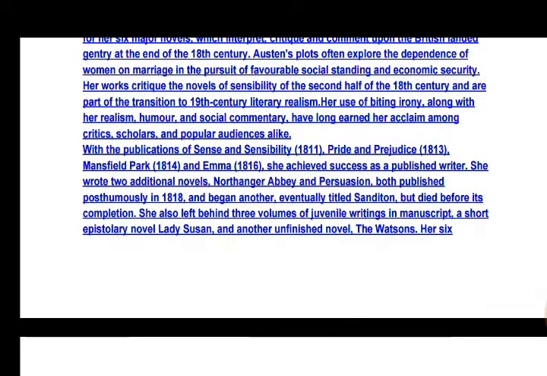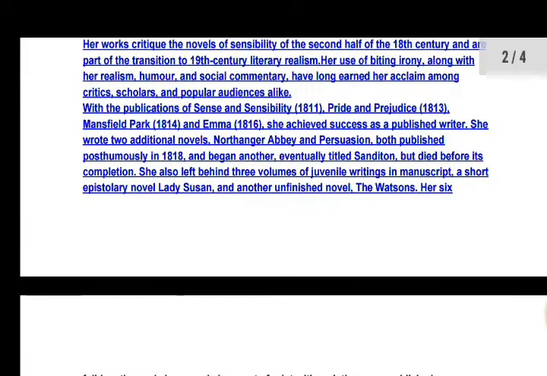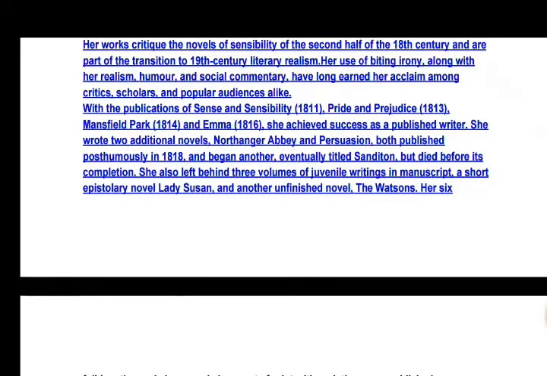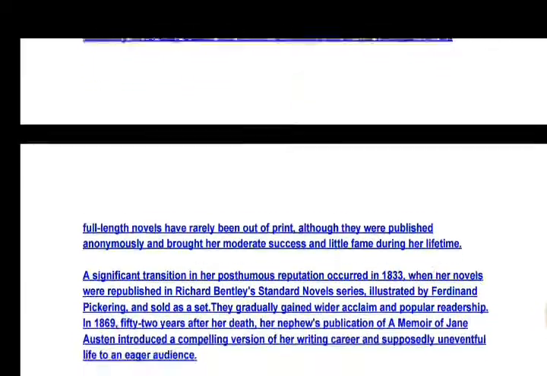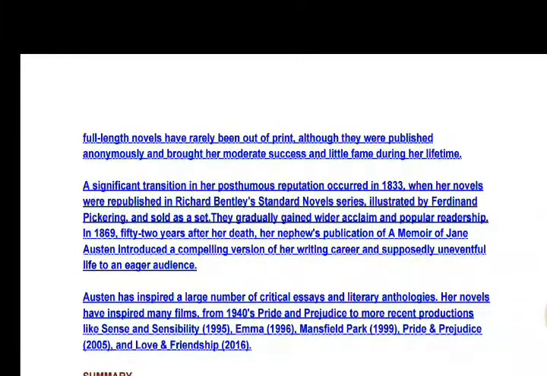She wrote two additional novels, Northanger Abbey and Persuasion, both published posthumously in 1818, and began another, eventually titled Sanditon, but died before its completion. She also left behind three volumes of juvenile writings in manuscript, a short epistolary novel, Lady Susan, and another unfinished novel, The Watsons. Her six full-length novels have never been out of print, although they were published anonymously and brought her moderate success and little fame during her lifetime.